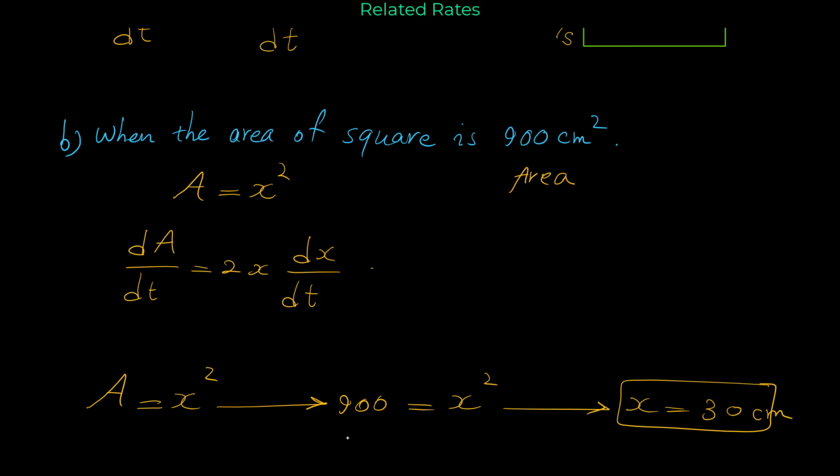So this equals 2 times 30 times dx over dt, which was 8 centimeter per second. 2 times 30 is 60. 60 times 8 is 480. And what is the unit of this again? Centimeter squared per second.